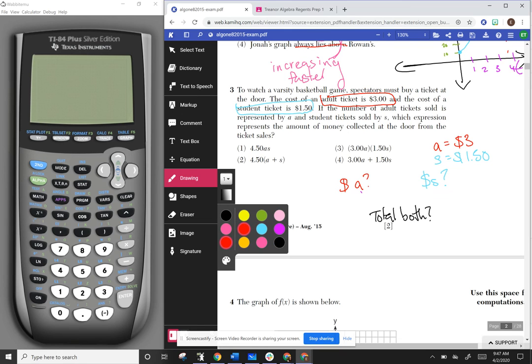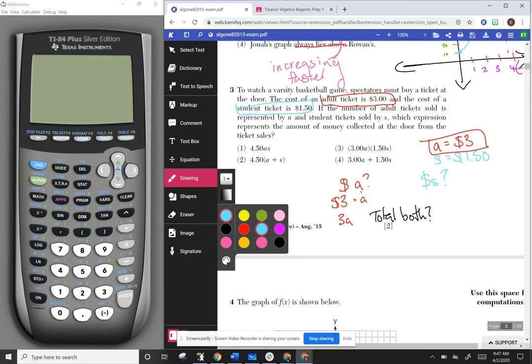So let's start with the adults. If an adult ticket is $3, and they sell an adult ticket, since we don't know how many, how would we figure out how much that is in total? We would have to multiply the $3 times the number of adult tickets, right? So for example, if 5 adult tickets were sold, you would do 3 times 5, and they would make $15 off of adult tickets. So in this case, it would be 3A.